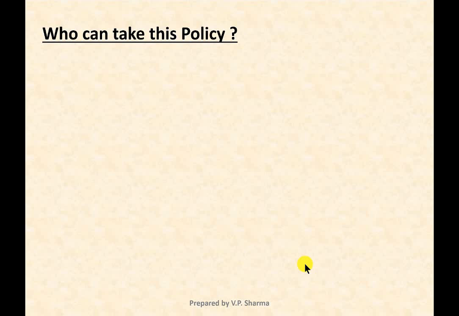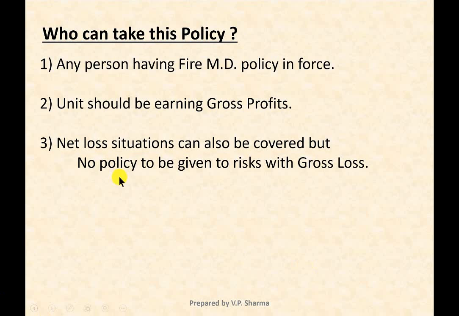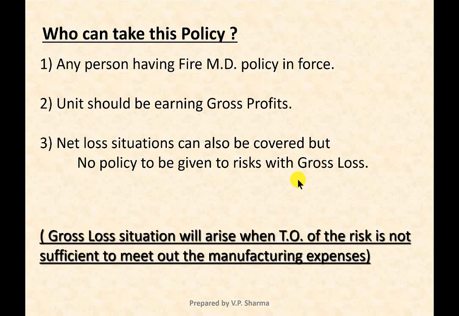Who can take this policy? Eligibility criteria. Now we see these are the three criteria. Anybody who is having a fire material damage policy in force can take BI policy. Another condition is the unit, the risk, should be earning gross profits. And another situation is if the unit has suffered net loss, then also it can be covered so long as it does not suffer gross loss. Gross loss situation is something which cannot be insured under BI policy.